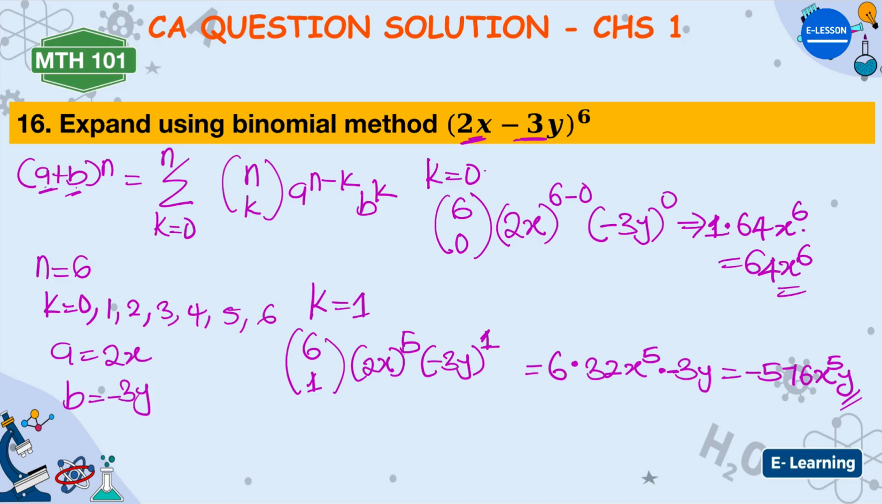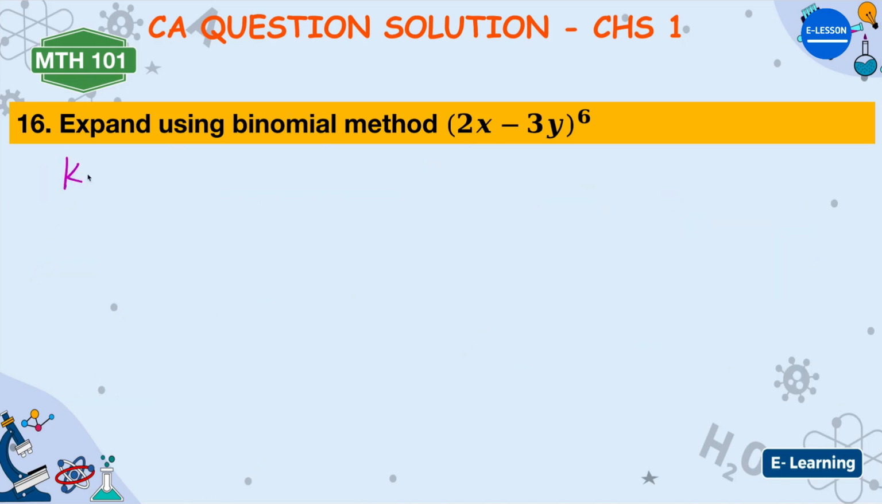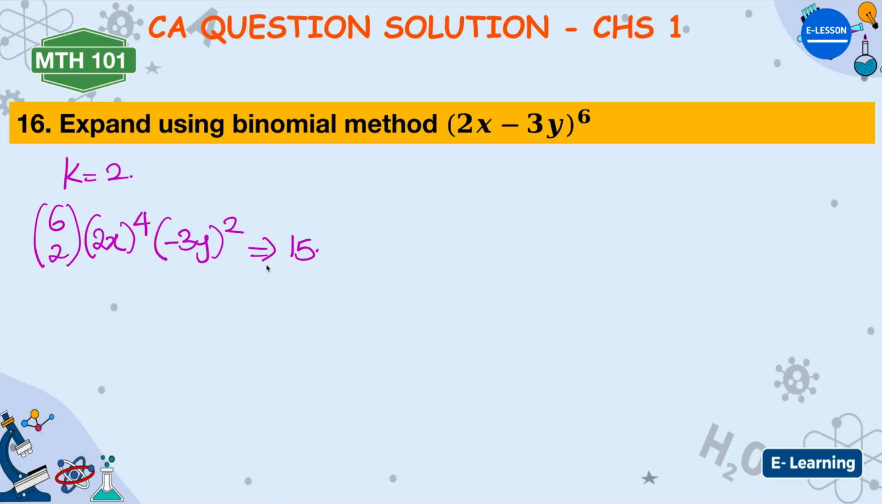Is that okay? Now, let us try for when k is equal to 2. That will give us what, my dear student? Using that formula, 6 combination 2, bracket 2x raised to the power of 4. Why will it be 4? n minus k, which is 6 minus 2, will give us 4 here. Multiply by minus 3y to the power of k, which is 2. 6 combination 2 will give us 15. All right? 6 combination 2, will it give us 15?